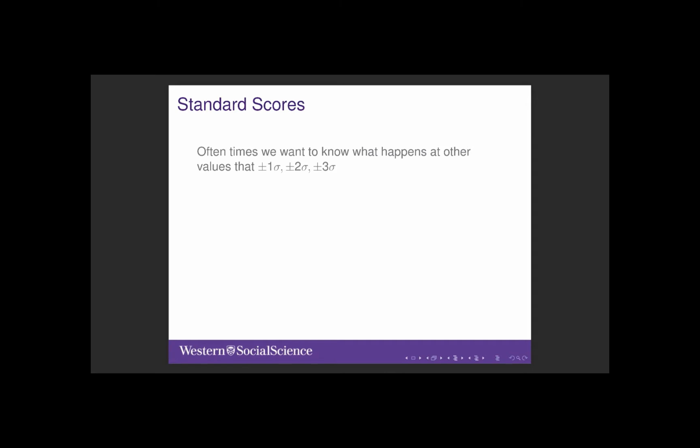Oftentimes we'll want to know the probability of being less than some value on the normal distribution, particularly in situations where the insights from the previous slide will prove unhelpful. A standard score tells us how many standard deviations a value is above or below the mean. This doesn't have to be an integer value. For example, something could be 2.5 standard deviations above the mean.